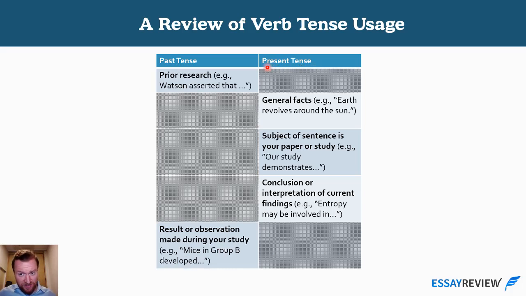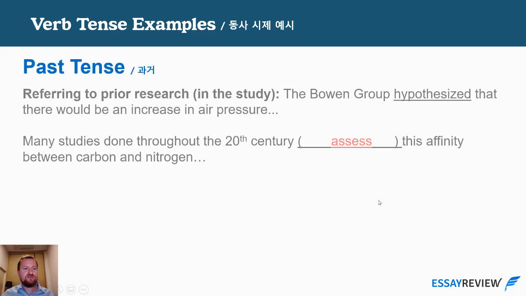The present tense, however, is used for general facts. Earth revolves around the sun. Lions eat animals. Another case is when the subject of the sentence is your paper or the study. So when you're interpreting your study results or you're talking about the importance of your paper, use the present. Our study demonstrates. Or when you are giving a conclusion or interpretation of any findings. So, entropy may be involved in. Notice the modal verb.